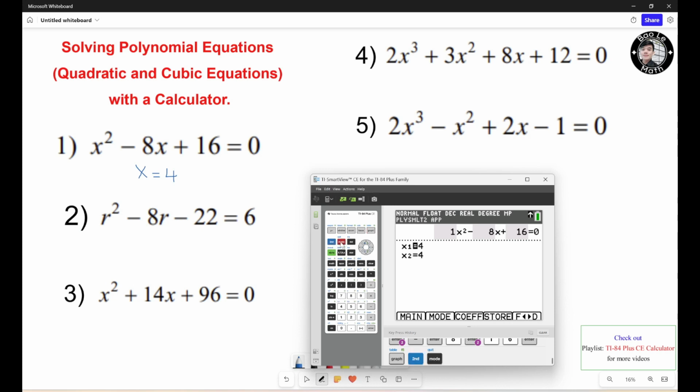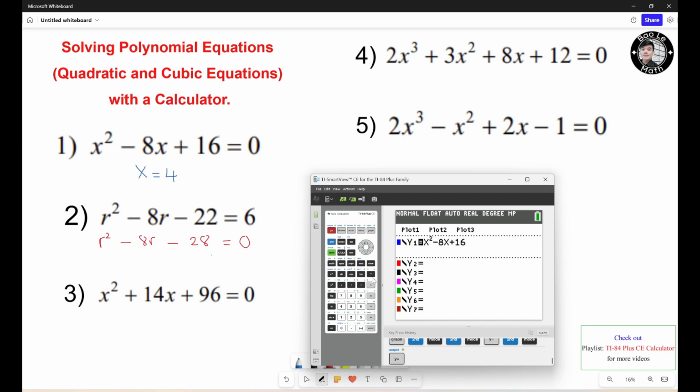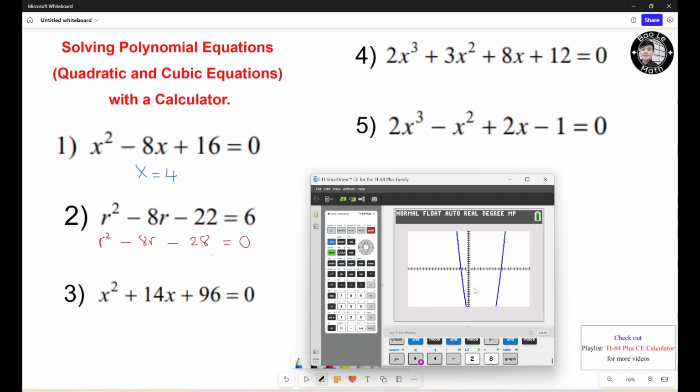You need to hit second, mode to quit this one. Before you solve the quadratic equation using a graphing calculator, you must make the right hand side equal to 0. Okay? So I'm going to subtract 6 from both sides. So it turns out to be x squared minus 8x minus 22 minus 6, which is negative 28, equals 0. Alright? So now hit Y equals x squared minus 8x minus 28. And then you hit graph. It's going to be right here.